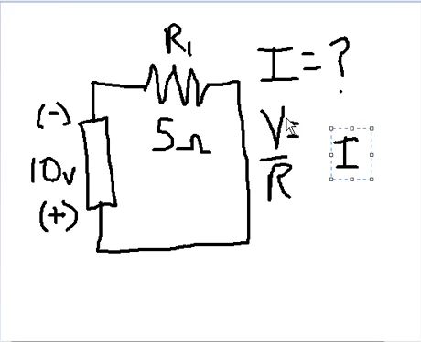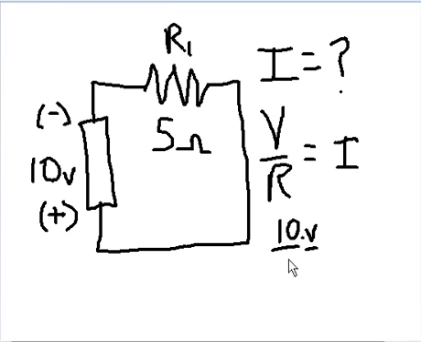Let's move it like that. Well, I know what some of those values are. Let's write those in. Let's substitute 10 volts for V, and R is equal to 5 ohms. And that's equal to I, the current.